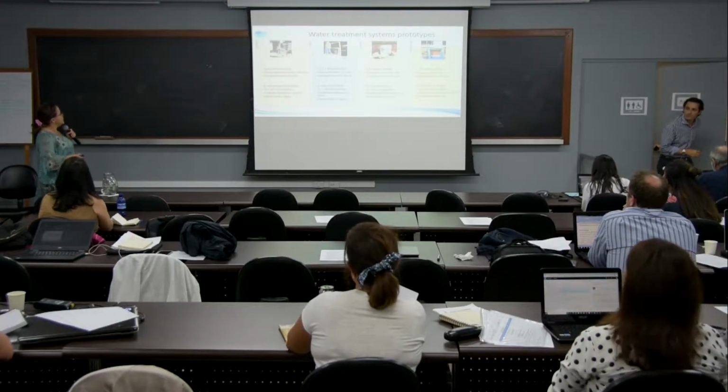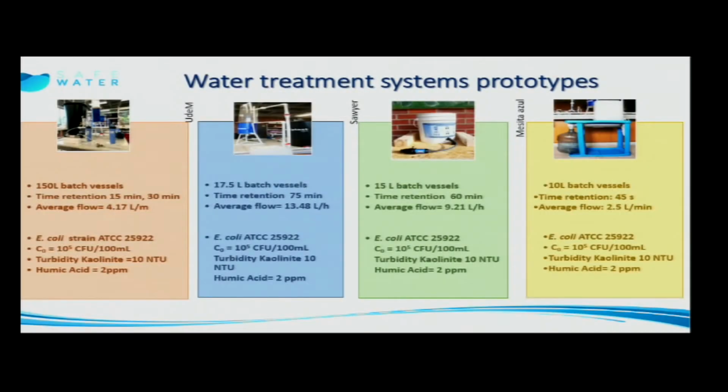As you can see here, all the prototypes have different characteristics. Some of them work with different amounts of water, have different retention times, and different average flow. In general, all of them are evaluated using E. coli at one specific concentration, and we are using one specific turbidity and humic acid for all the prototypes.